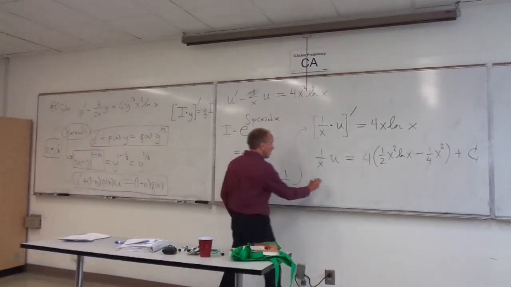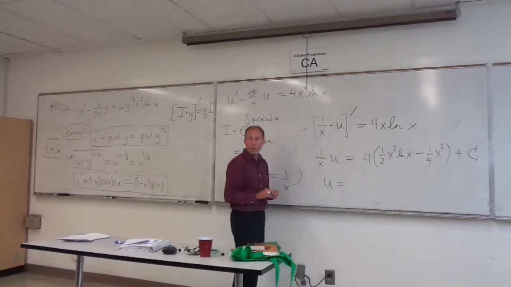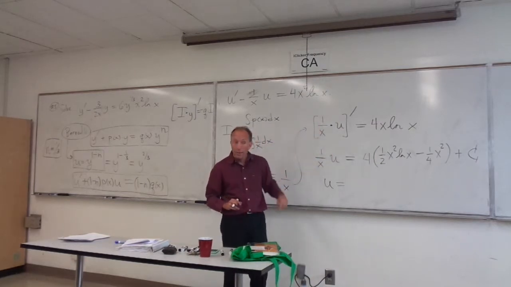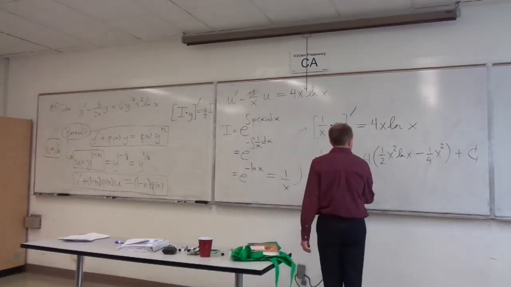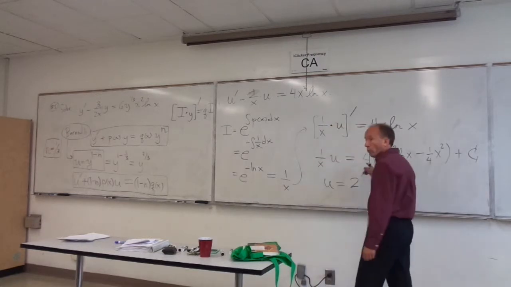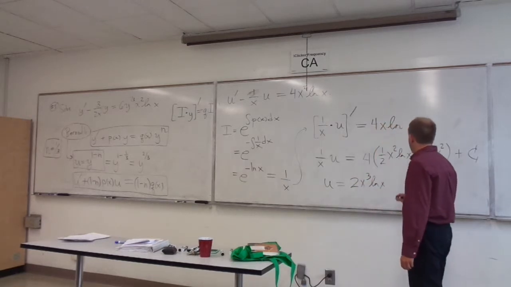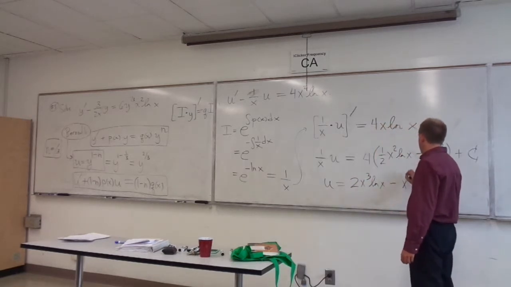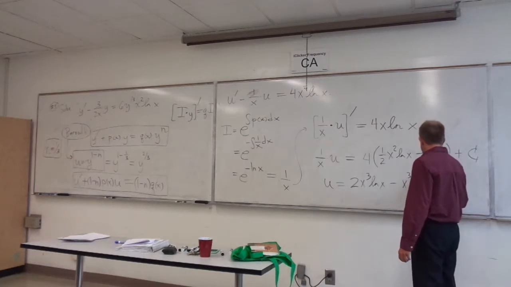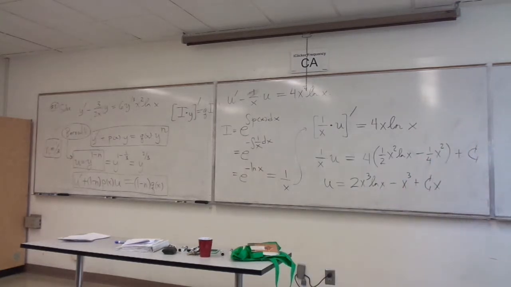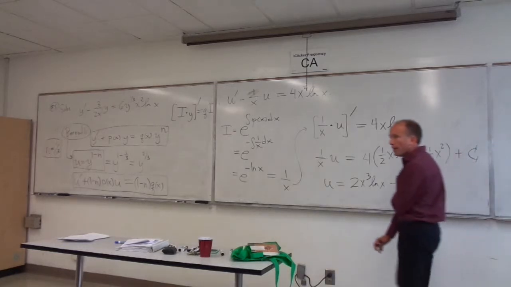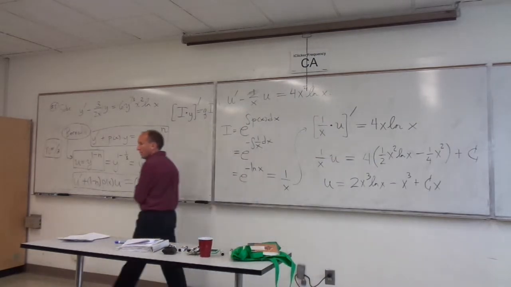So what is u equal to? Well, I just have to multiply through by x now. So if I multiply through by x, let me just multiply the 4 all through it as well. So 4 times x would give me 2x cubed ln of x minus x cubed plus cx. Okay? Is that my final answer? What do I still need to do?